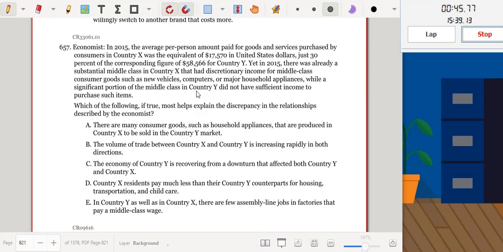Okay, this seems like a mess. Which of the following, if true, most helps explain the discrepancy in the relationship described by the economist? Okay, I have to read it once again.